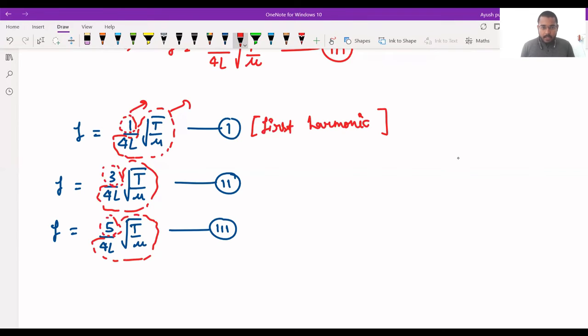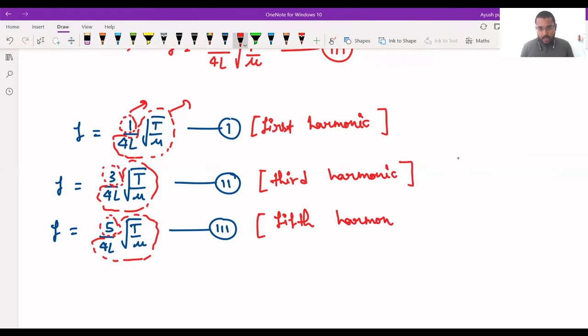In the second equation, number 3 is present, that's why I am calling this the third harmonic. And in the third equation, number 5 is present, that's why I'm calling this the fifth harmonic. Okay. So understood the harmonic part, and I also call this the fundamental mode.